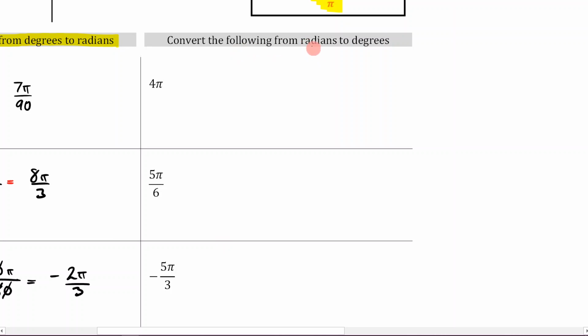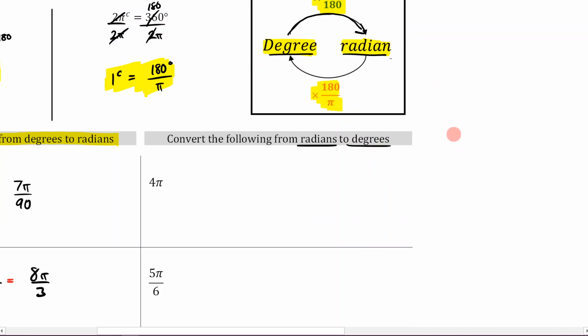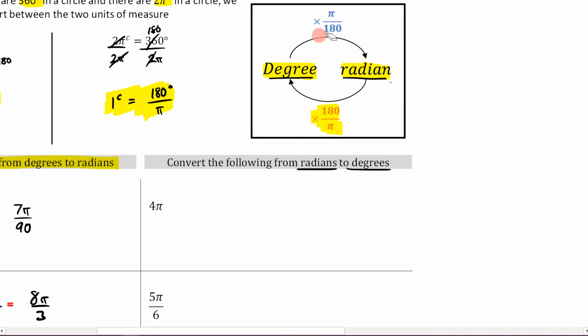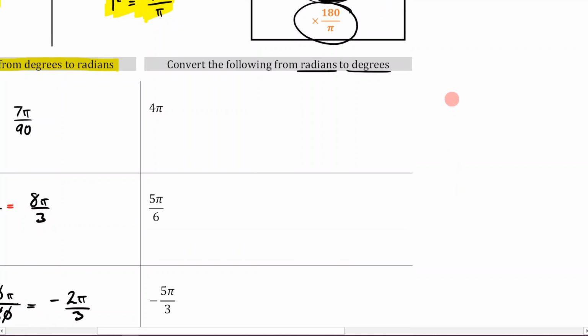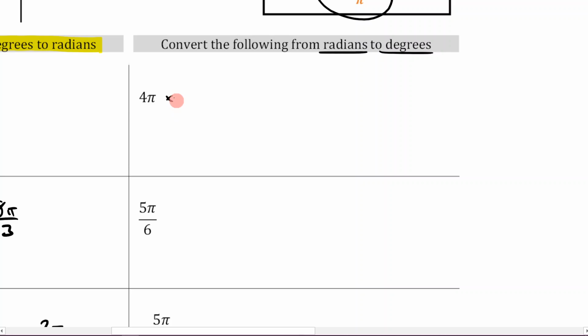So now it's asking us to convert from radians to degrees. So if you needed to, you could look up here and say, all right, this time I'm starting with radians and I'm going to degrees. So that means I'm going to be using this one right here. So I'm going to be multiplying by 180 on pi.